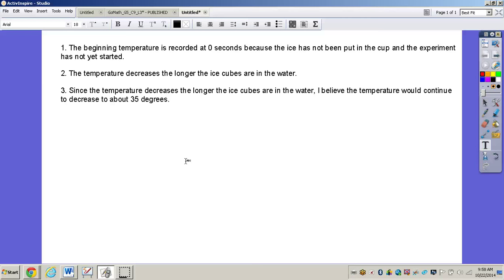And then number 3, it says analyze your observation of the temperature of the water during the 60 seconds and explain what you think would happen to the temperature if the experiment continued for 60 seconds longer. Now what we can see based upon our table, since the temperature decreases the longer the ice cubes are in the water, I believe the temperature would continue to decrease to about 35 degrees. Obviously it's not going to go to 32 or below because that is freezing. So the ice cubes are not going to freeze the water, but we can make that assumption. So I want you to write those 3 answers in your Go Math book, and then we'll take a look at the making connections section.